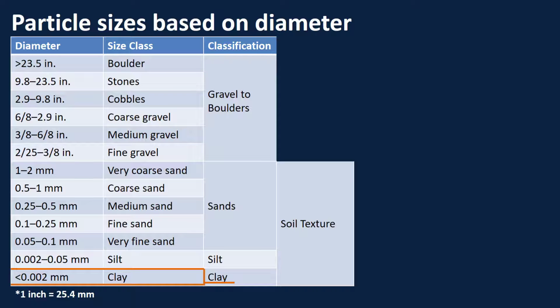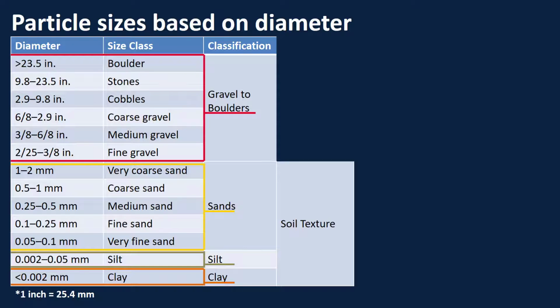So if we're less than 0.002 millimeters, we are small. These particles are little. And then we go up just a little bit more to 0.002 to 0.05 millimeters. This is a silt. It's a little bit larger than a clay. And this next category are sands. And the sands have different ranges from very fine to very coarse. But most of the time, as far as soil texture goes, we just group all of these together as being greater than 0.05 millimeters and less than 2 millimeters. And then once we get above 2 millimeters, that 2/25 of an inch, all the way up to more than 23.5 inches, these are our gravels and our boulders.